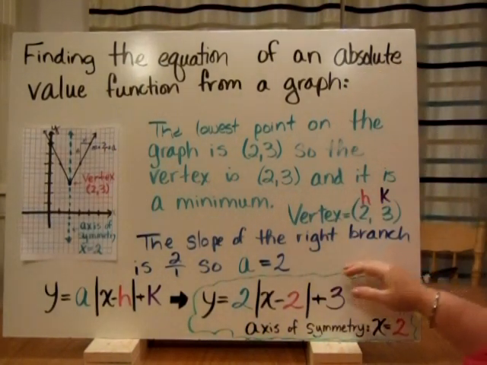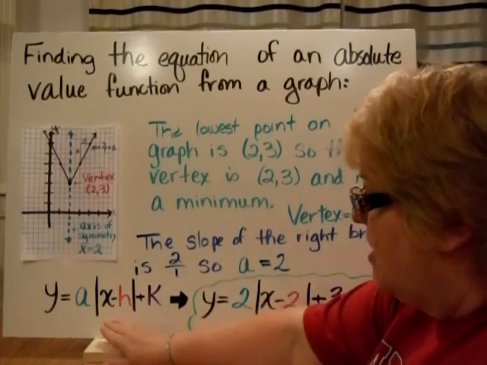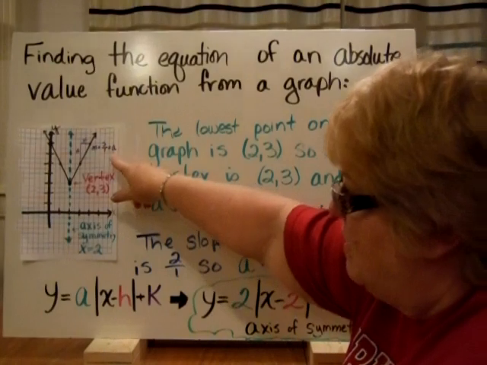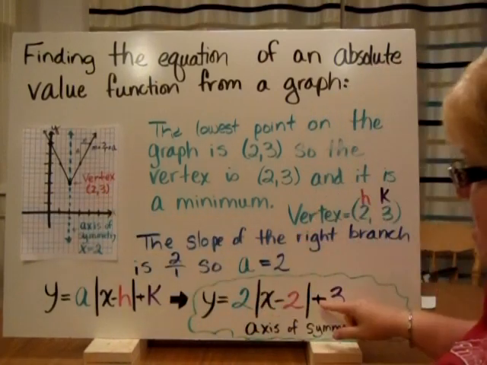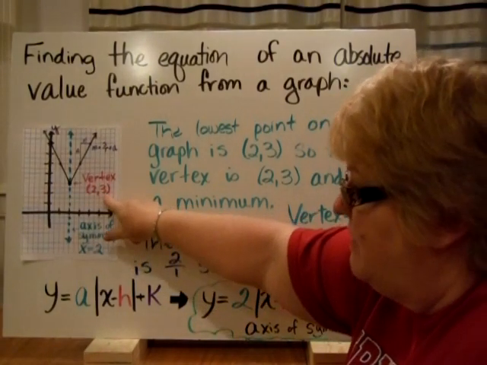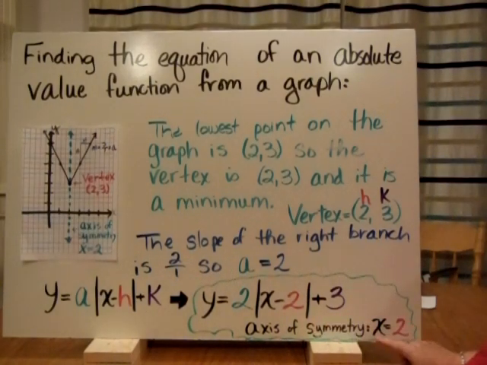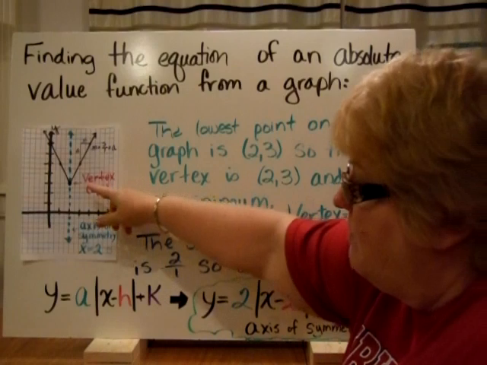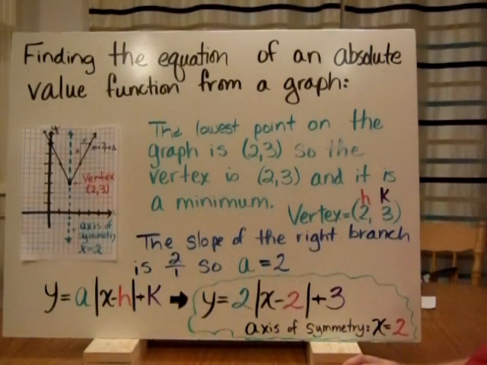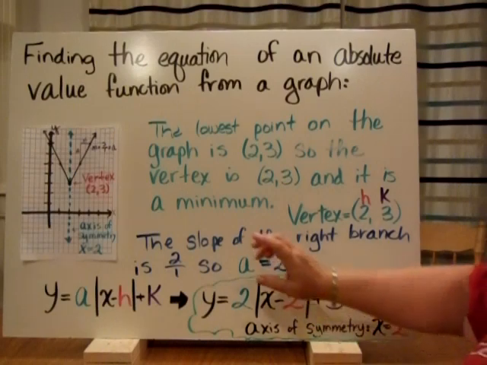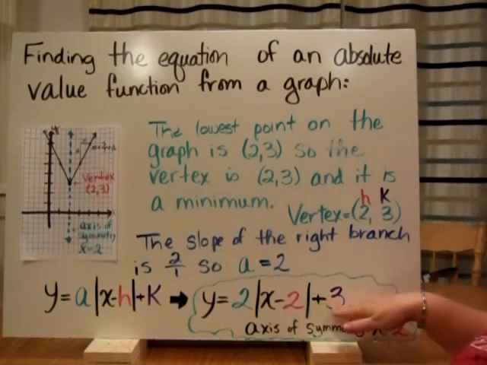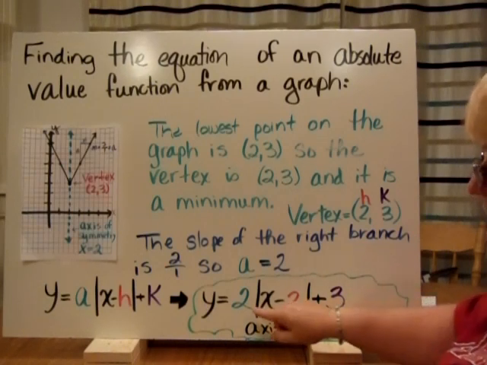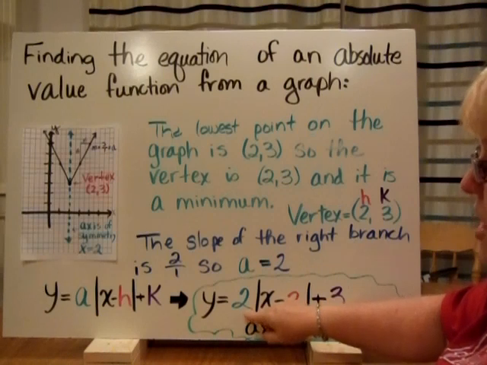Putting all of this information together, along with our basic formula, we get y equals 2 because a was 2, x minus 2 because h of our vertex was 2, plus 3 because the k of the vertex was 3. The axis of symmetry is x equals 2, and our vertex is a minimum because it is the lowest point on the graph. So the equation for this graph is y equals 2 times the absolute value of x minus 2 plus 3. We took the parent function, moved it up 3, moved it right 2 places, and multiplied all the values by 2 to make it taller and thinner.